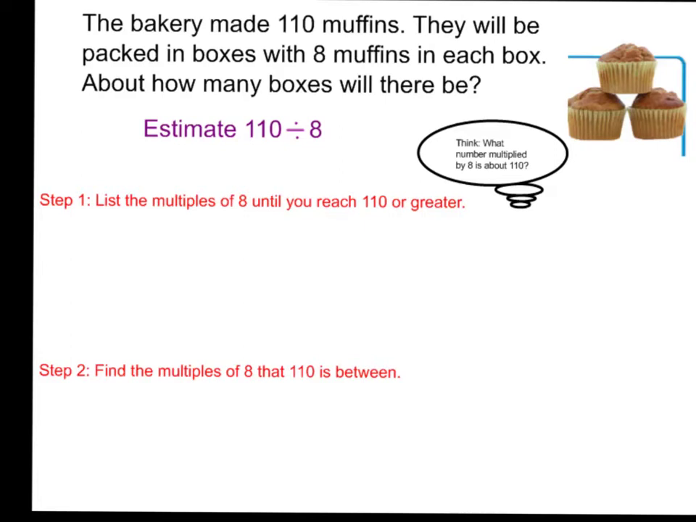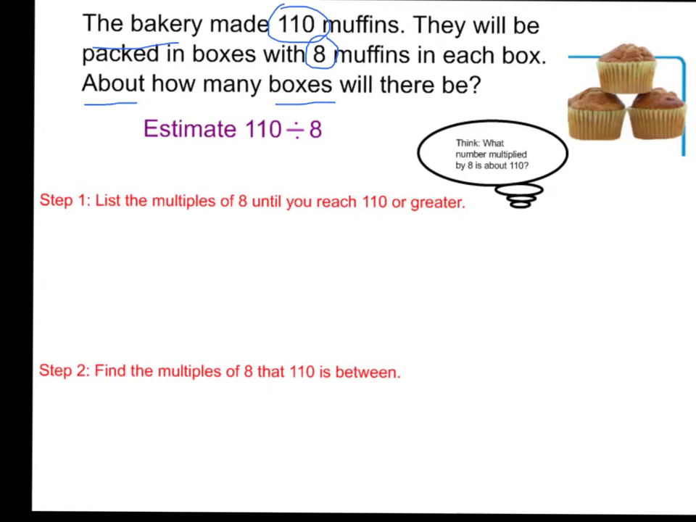So let's look at our first question. The bakery made 110 muffins. They will be packed in boxes with 8 muffins in each box. About how many boxes will there be? So our job is to estimate 110 divided by 8. Well, let's look at our clue word that tells us to estimate. That word is "about." And we know that they can be packed in boxes with 8 muffins in each box, and they made a total of 110 muffins. So our job is to figure out about how many boxes will there be.